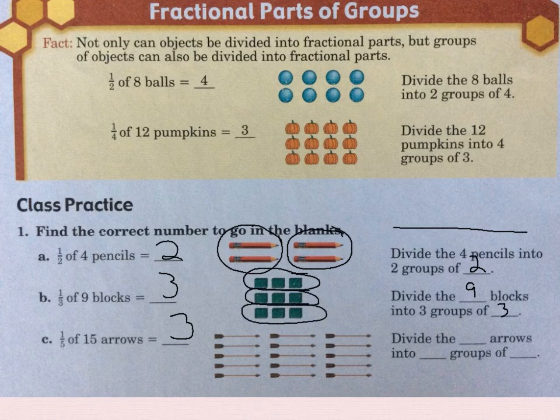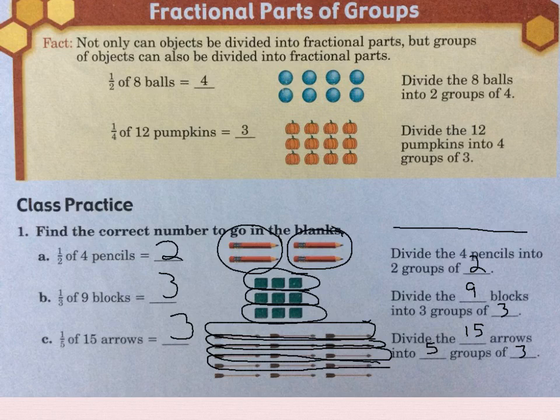And then the last one, divide the 15 arrows into 5 groups of 3. Here's 1 group of 3. There's 2 groups of 3. There's 3 groups of 3. There's 4 groups of 3. And there's 5 groups of 3.